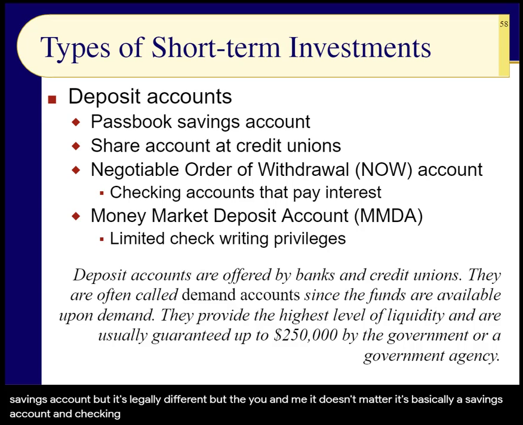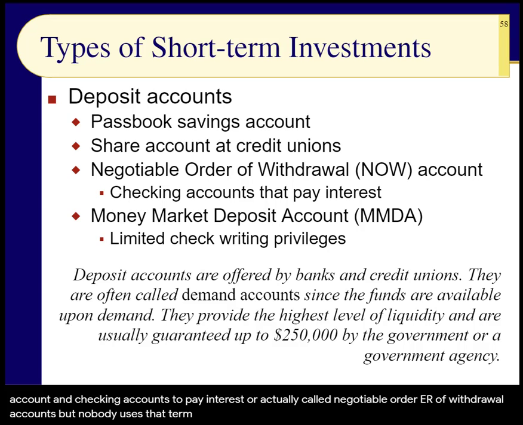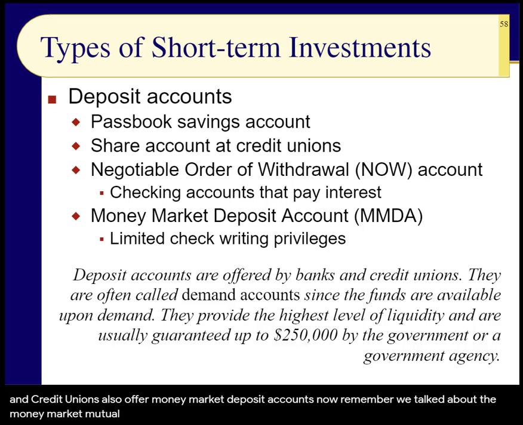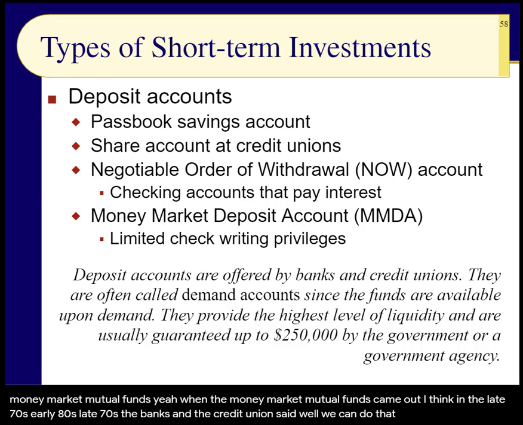And checking accounts that pay interest are actually called negotiable order of withdrawal accounts. But nobody uses that term. It's just a checking account that pays interest. And then banks and credit unions also offer money market deposit accounts. Now, remember we talked about the money market mutual funds? When the money market mutual funds came out, I think in the late 70s, the banks and the credit unions said, well, we can do that too.